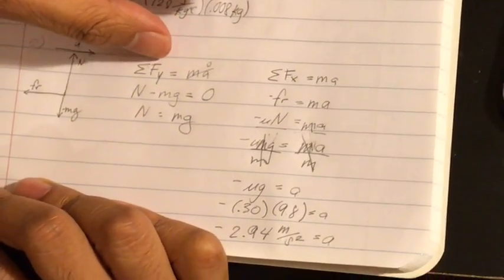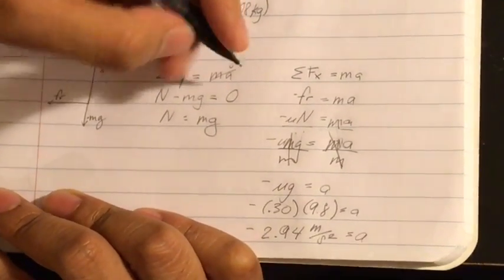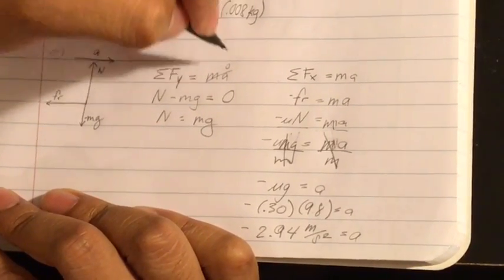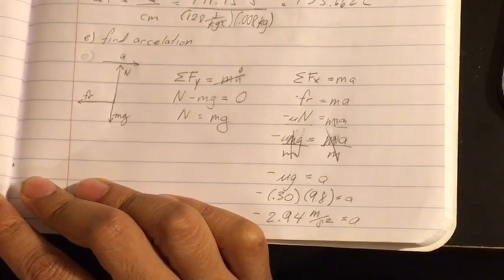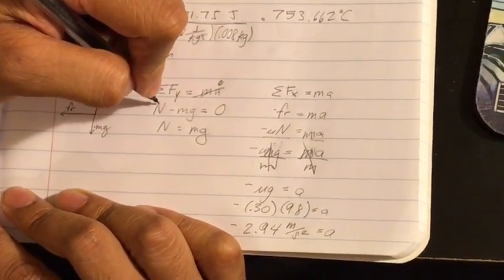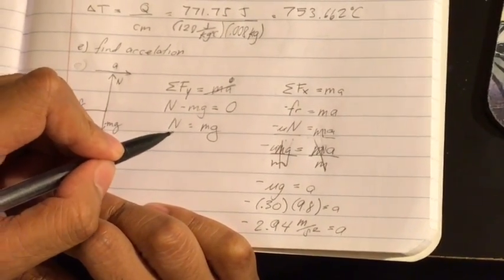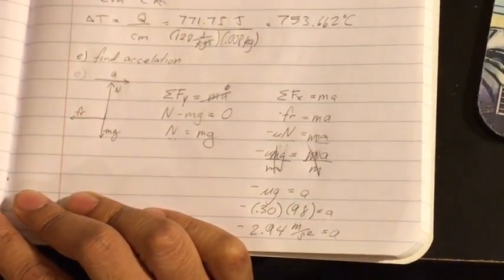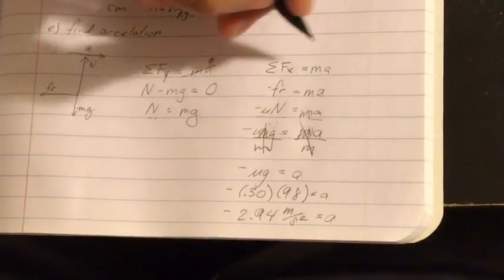First we have to look for the forces going up and down, so in the y-axis. The sum of all forces in the y equals ma, which cancels out because there's no acceleration up and down, so it's just 0. So our forces are just n minus mg, and we switch over the mg, so n equals mg. And now we move to the forces on the x-axis.